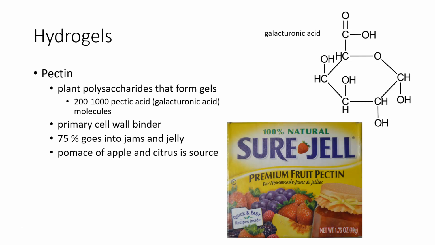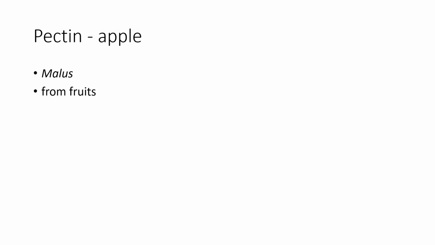We can purchase pectin in the form of the Sure-Gel, a fruit pectin that you use to make homemade jellies and jam. This is a material that works extremely well when you're trying to make your own jellies and jam. The pectin that we use to make the Sure-Gel comes from a couple of different sources. One source is from malus, which is basically your apple. Apple has a lot of pectin in it, which means it's very easy to make apple-type products jellify.